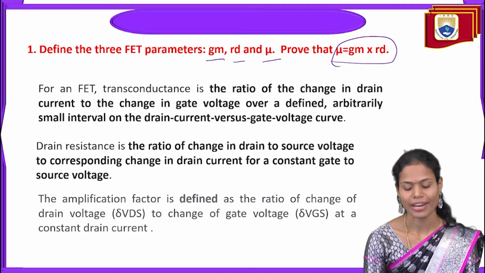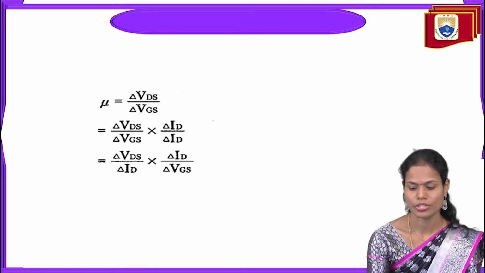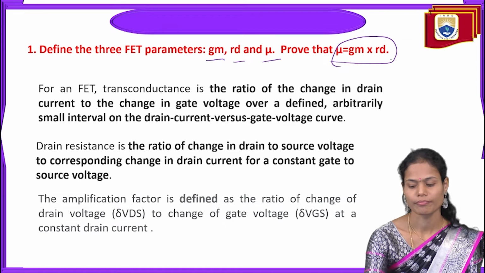And the amplification factor mu is defined as the change in drain voltage to the change in gate voltage at constant drain current. So this is how we relate mu equal to gm into VDS here. Sorry, gm into rd here.